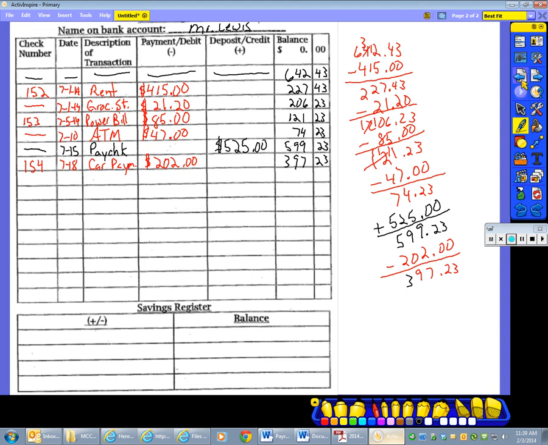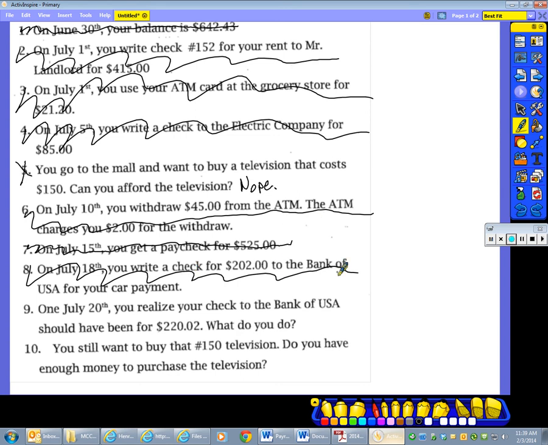Alright, so we sent a check to them for $202.00. I should have sent it to them for $220.02. So what I need to do is find out how much I still owe them, and I'm going to find the difference. I'm going to subtract these amounts.